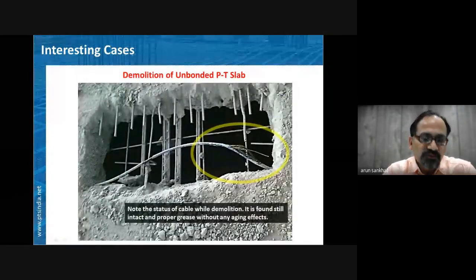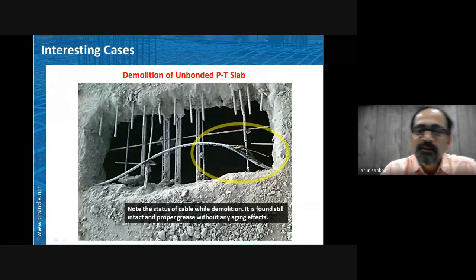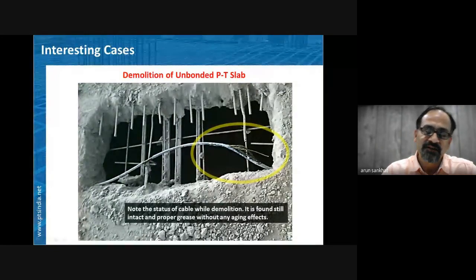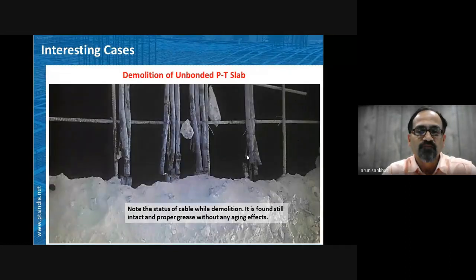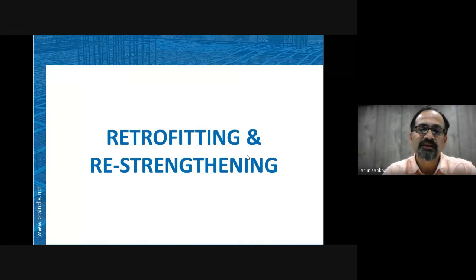Also, we have marked up the status of the cable. The cable is still in good condition. Even the grease is in good condition, even after more than 2 years of construction. You can see the cables are still good, fresh. The grease is still there, and its effect is there.